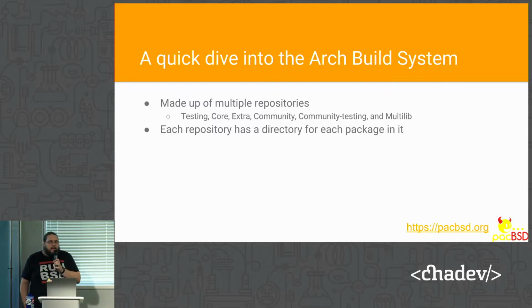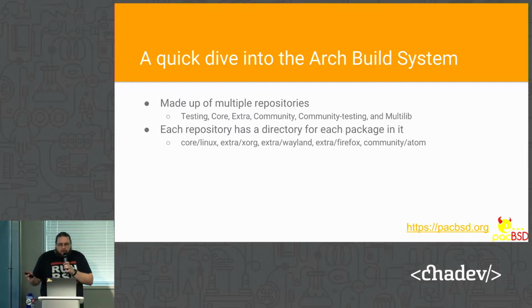And then inside each repository, there'll be a directory for each package in it. So the Linux kernel is inside the core repository, and then you'll have packages like Xorg and Wayland and Firefox inside extra, and Atom inside community, things like that.